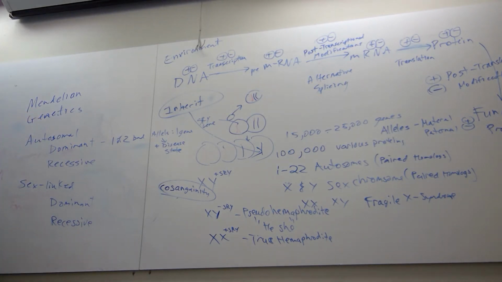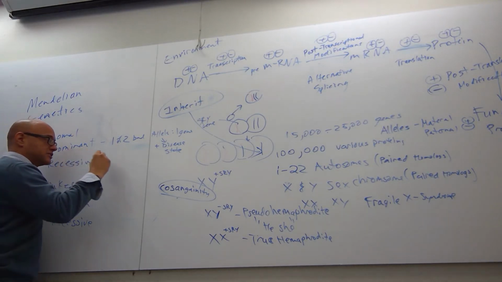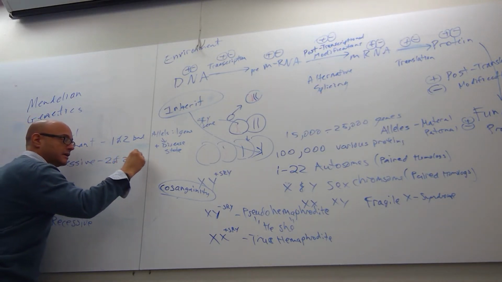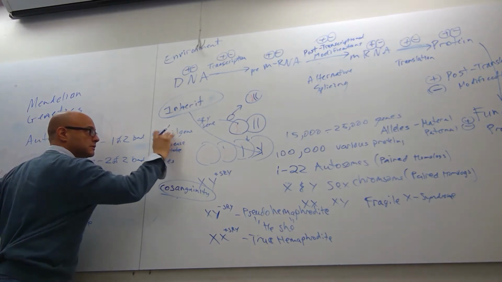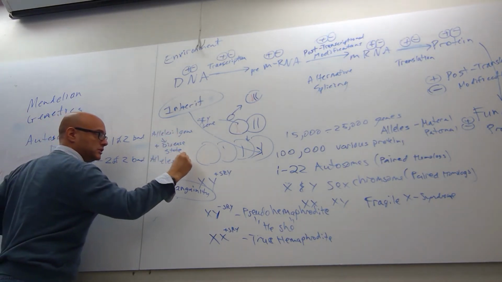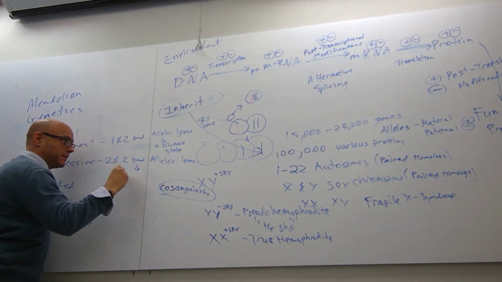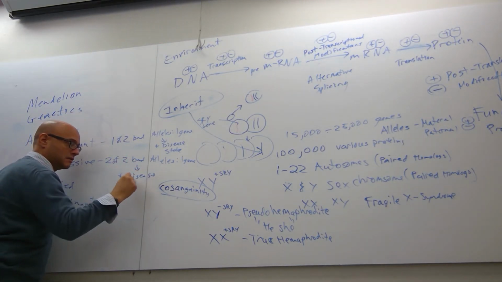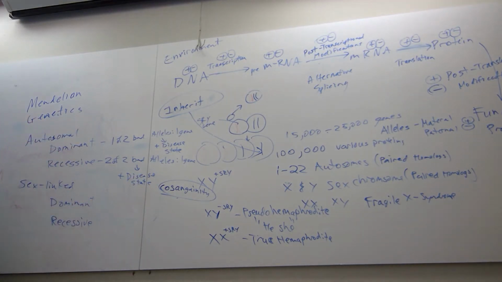You got me? Now, in recessive, you need both of the alleles to be bad. So in recessive, you need two of two bad alleles in one gene to result in a positive disease state. Everybody understand that? Now, in sex-linked dominant, guess what? Same thing. You only need one allele of the gene to be bad.